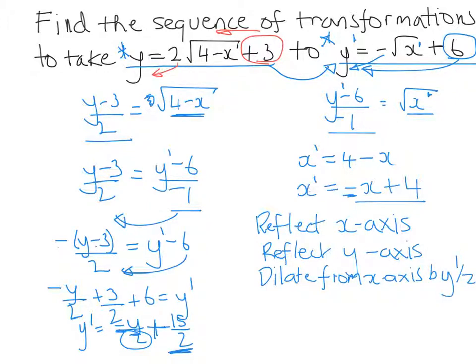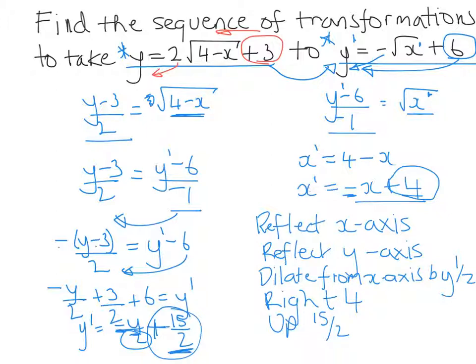Now let's see, what else? This plus 4 means it must be moved to the right 4. And this plus 15 over 2 must mean it's translated up 15 over 2.